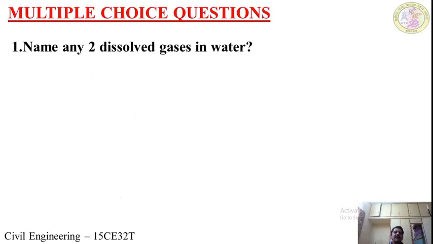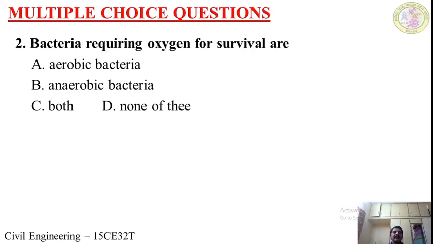So let us solve some multiple choice questions. Can you name any two dissolved gases in water? So what is the answer? Carbon dioxide, hydrogen sulfide, oxygen. These are the dissolved gases in water.